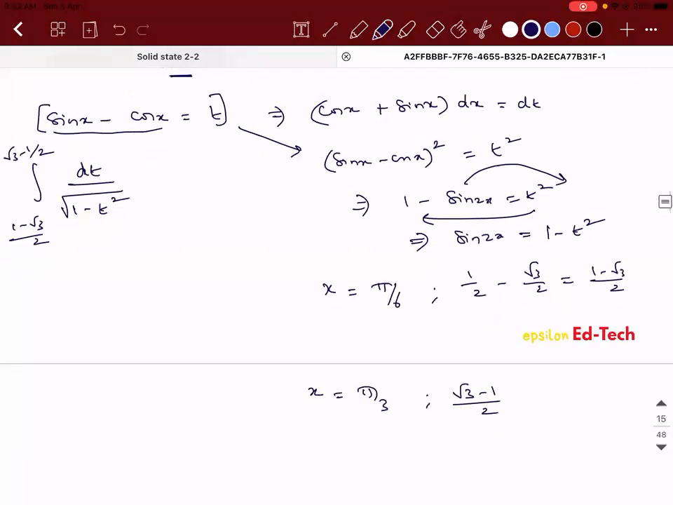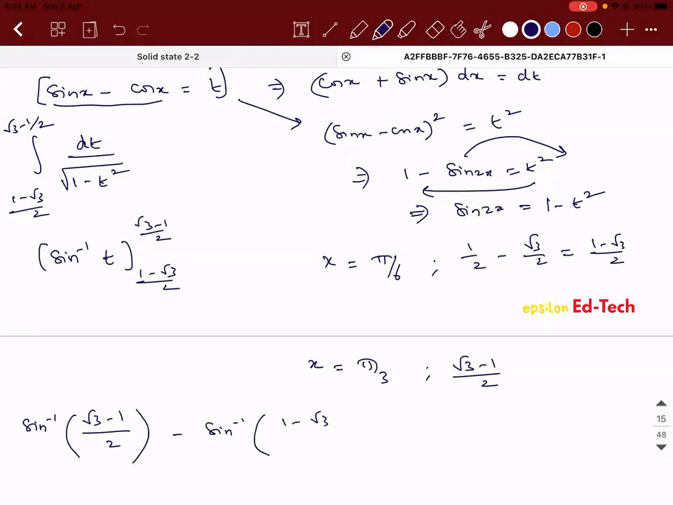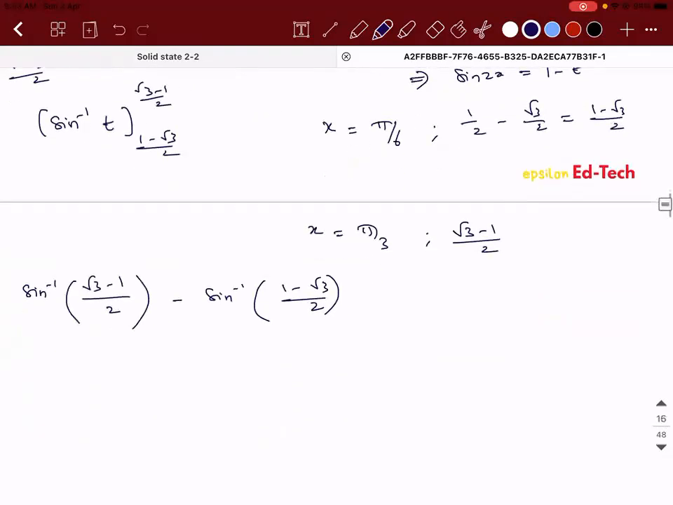So 1 by root of a square minus x square is nothing but sin inverse of t. From where you substitute the lower limit and the upper limit. So you will get it as sin inverse of root 3 minus 1 divided by 2 minus sin inverse of 1 minus root 3 divided by 2. Correct?